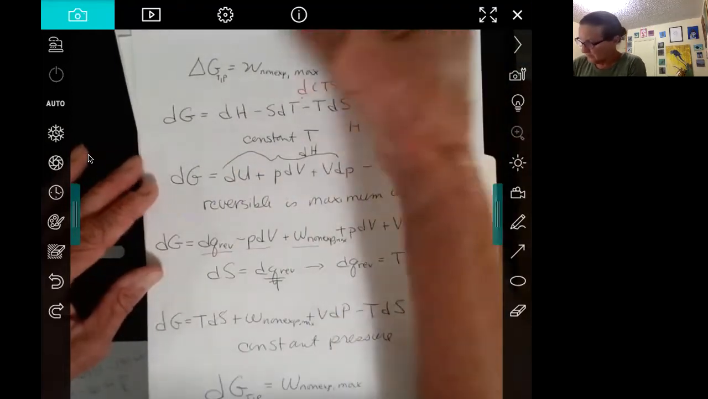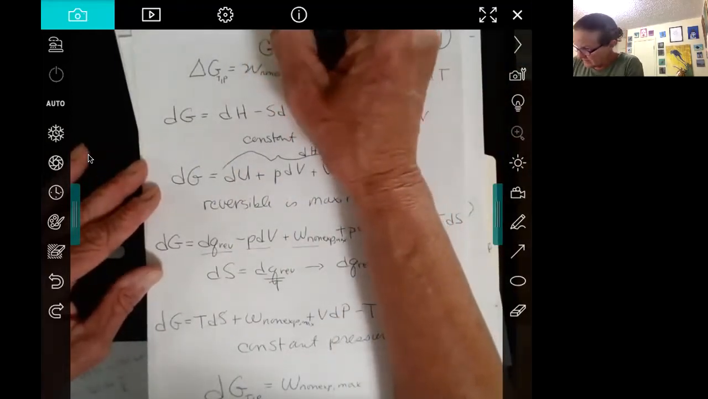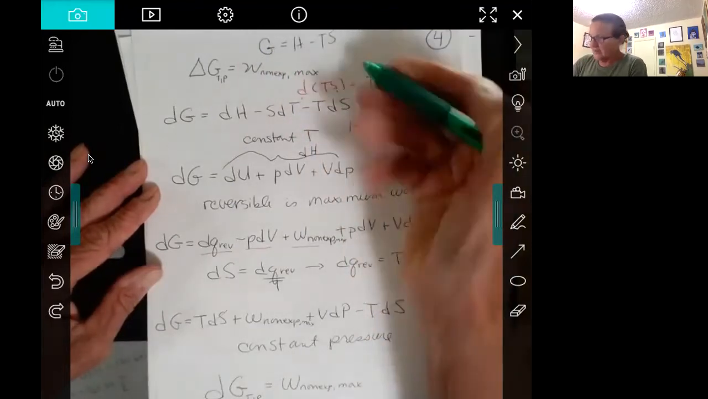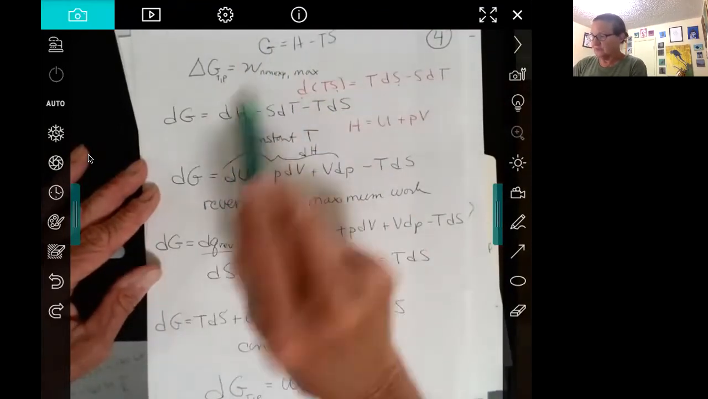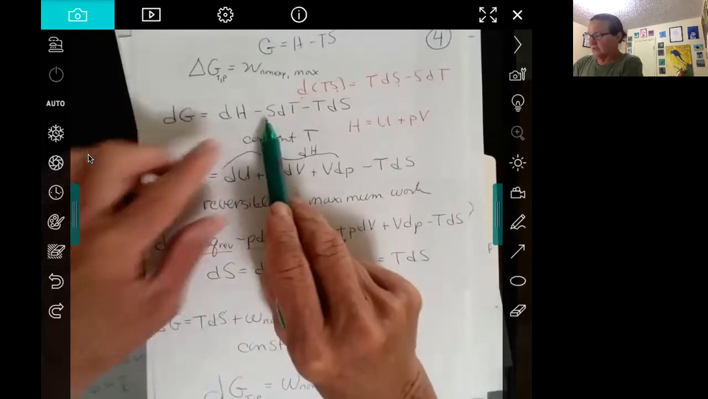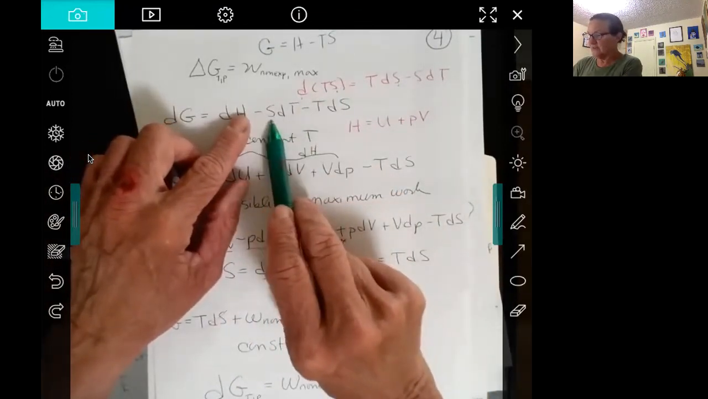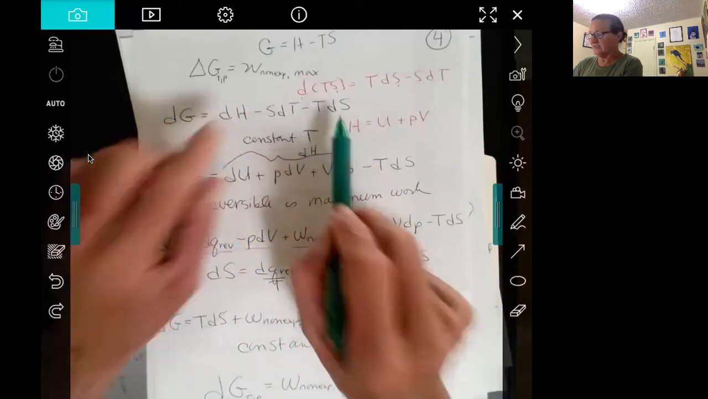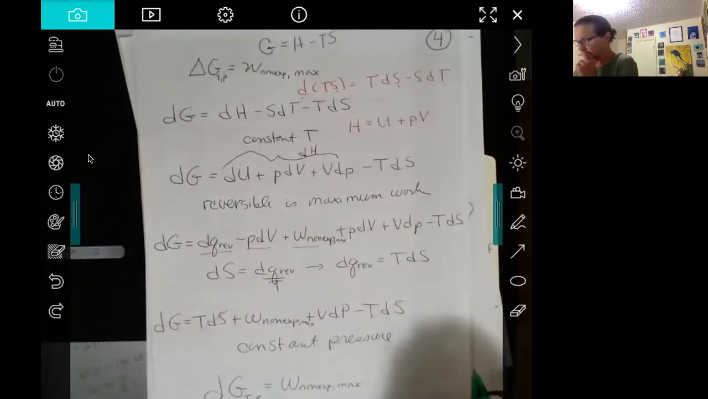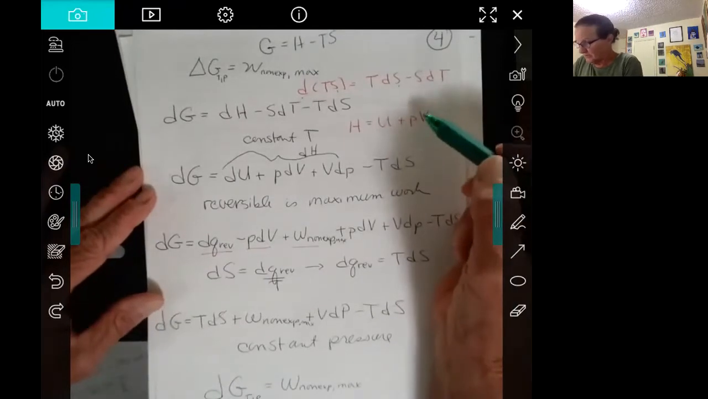So if Gibbs free energy is H minus TS, then a change in Gibbs free energy is equal to a change in H minus a change in TS. And so it's dH minus SdT minus TdS. You can expand that. And now we can do some other expansions.